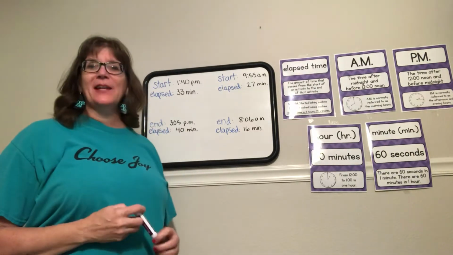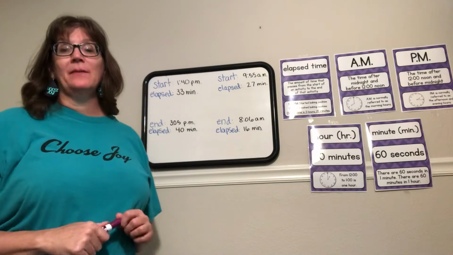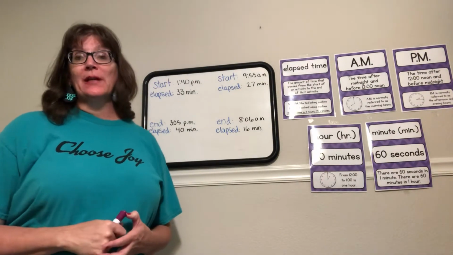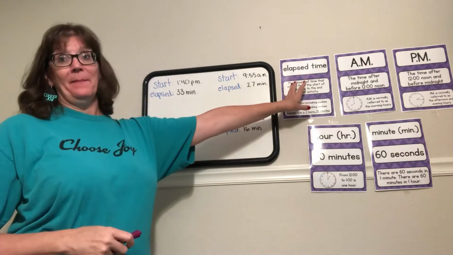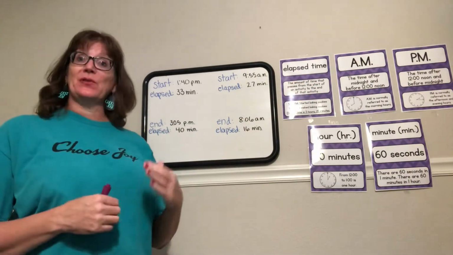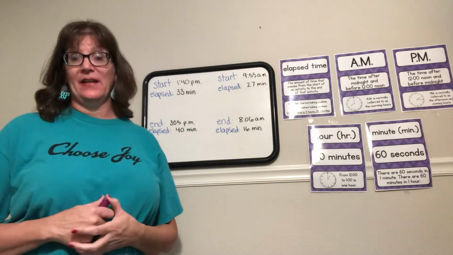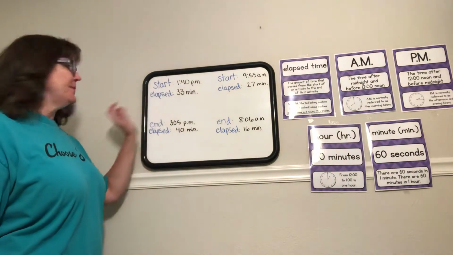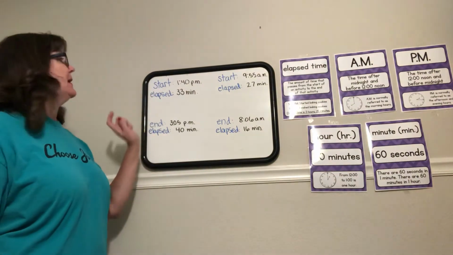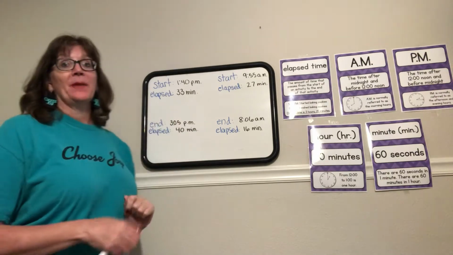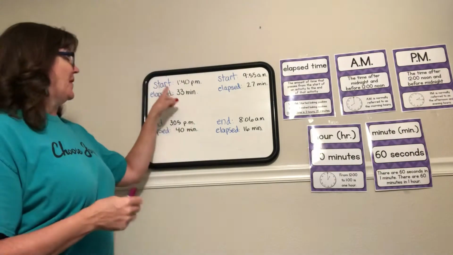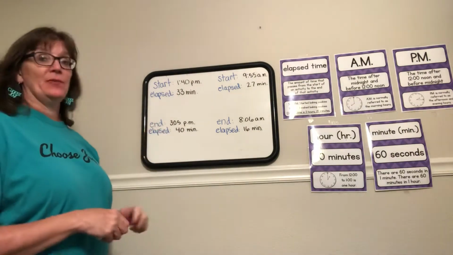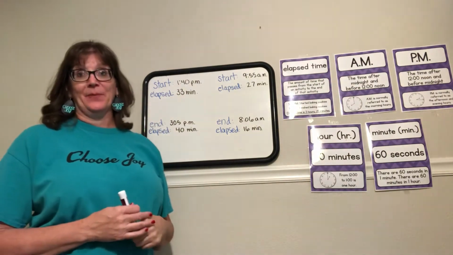Third graders, today we are going to be doing lesson 10.4, use time intervals. We are still working with elapsed time, the amount of time that passes from the start of an activity to the end of the activity. For the lesson today, you're going to be given the start time or the end time and the elapsed time, and then you have to figure out what the end time would be if it gives you the start time, and what the start time would be if it gives you the end time, okay?